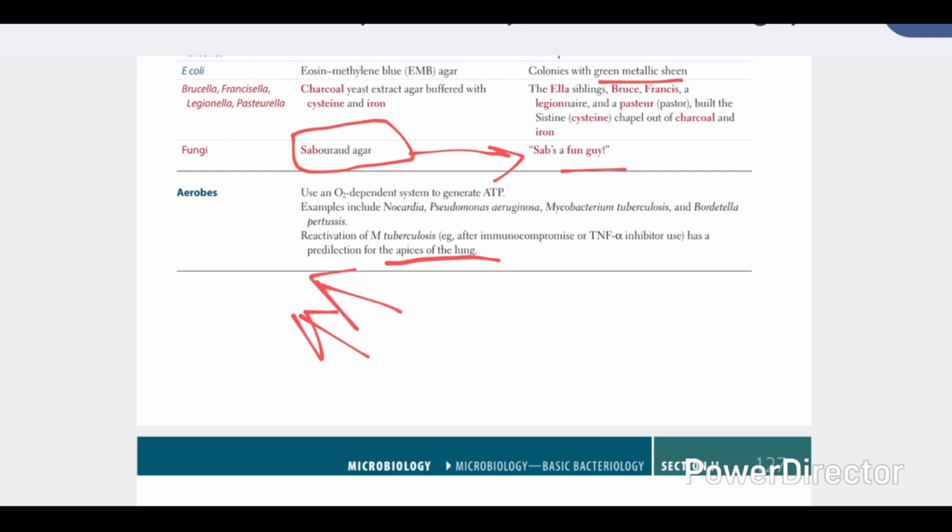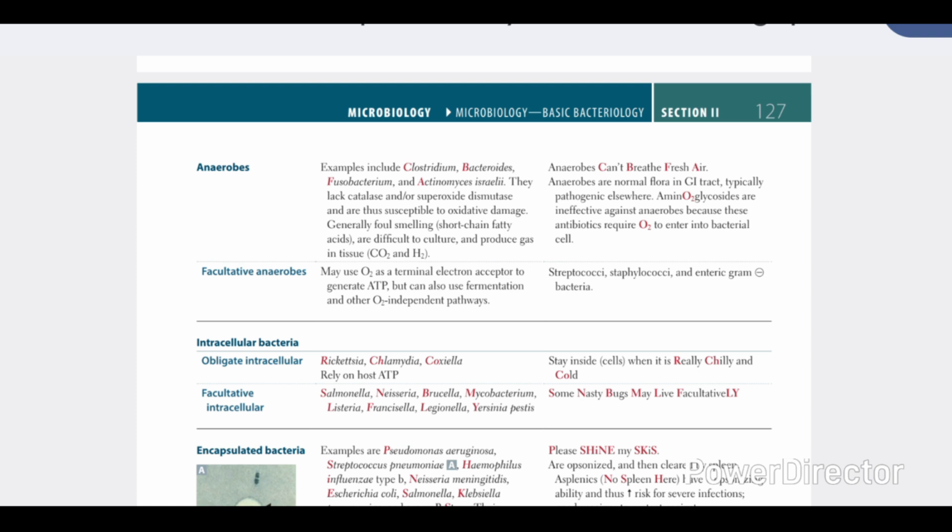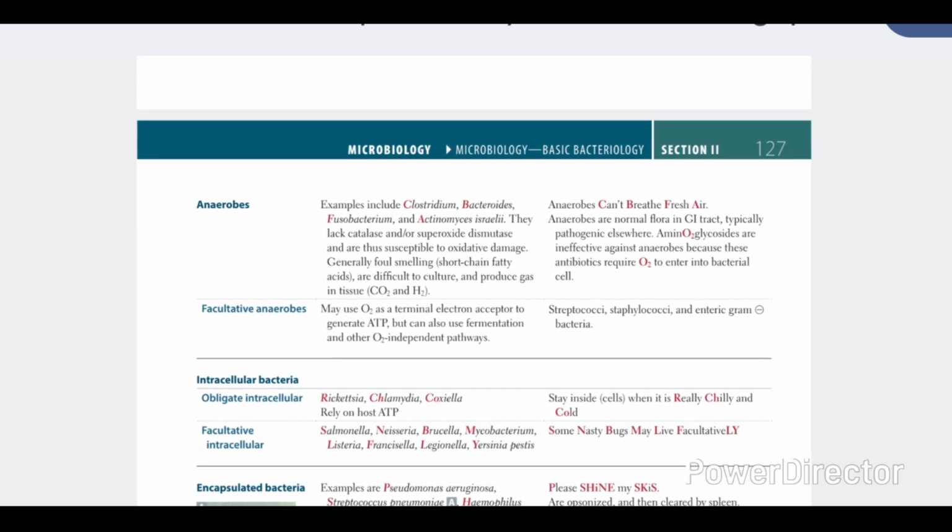Likewise, anaerobic organisms are those organisms which do not require oxygen for growth, and they can carry out their functional activities such as production of ATP without the need for oxygen. There are only 4 organisms that are commonly tested on the USMLE that you need to remember. These include Clostridium, which includes 4 further different species that we will study. For the time being: Clostridium, Bacteroides, Fusobacterium, and Actinomyces. Here you can remember a very good mnemonic, that is, can't breathe fresh air. C stands for Clostridium, B stands for Bacteroides, F stands for Fusobacterium, A stands for Actinomyces.